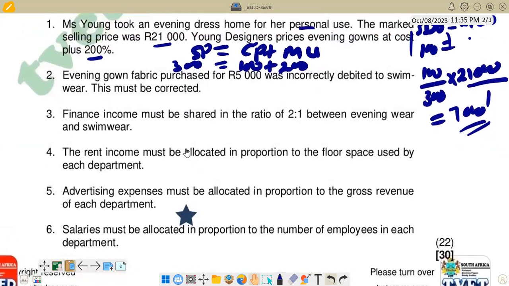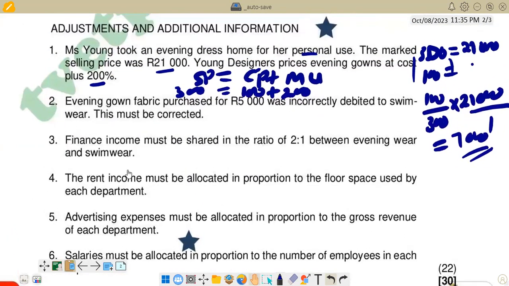Let's go to item 2. Yeah, we are here now on item 2. Evening gown fabric purchased for 5,000 rands was incorrectly debited to swimwear. This must be corrected. So when we purchased evening, we incorrectly debited it to swimwear. So we have to remove it from swimwear, and then we put it in the evening column. So this figure 5,000 is on the debit side of swimwear. So we go to the credit to remove it from swimwear, then we enter the debit of evening gown.